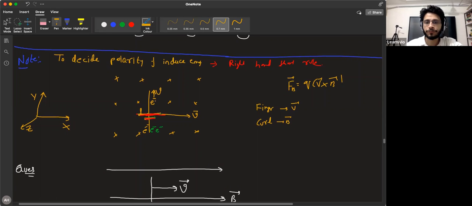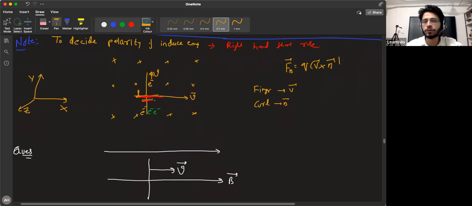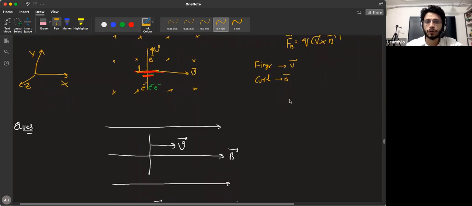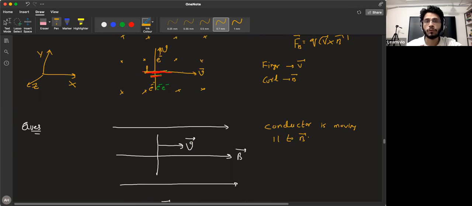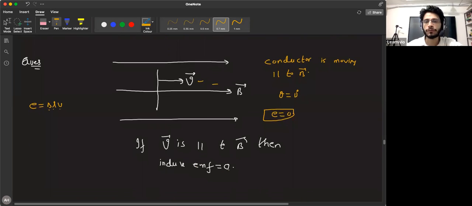Okay. Yes, sir. Okay, let's do a few questions on motional EMF, some straightforward things. So the first is this. Your conductor is moving parallel to the magnetic field. I'm writing the logic here. The conductor is moving parallel to B. So what is the angle between V and B here? 0 degrees. They are moving parallel, so the angle is 0 degrees. That means your induced EMF will be zero. For induced EMF, B, L and V should be mutually perpendicular. Here V and B are parallel, so induced EMF is zero. No induced EMF.